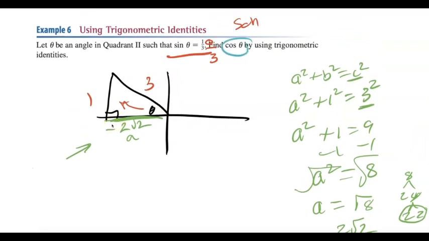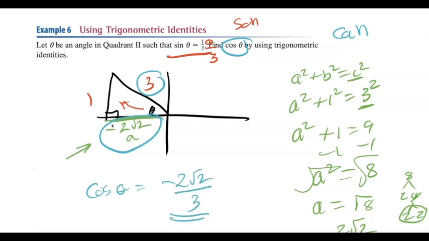I want to find cosine. So SOHCAHTOA, adjacent over hypotenuse. Cosine of theta is equal to negative 2 rad 2 over 3. Again, if you weren't sure about the sign, at the end you can always do All Students Take Calculus. And we are in quadrant 2, only sine's positive, and we're trying to find cosine. It must be negative. And that's the lesson.